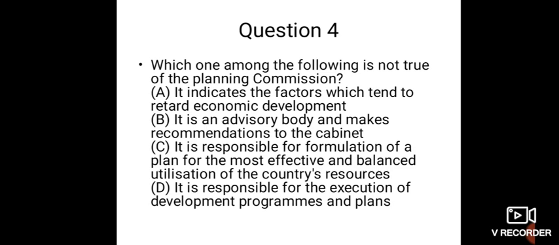Which one among the following is not true of the Planning Commission? You need to identify which is not correct among these statements. Option A, it indicates the factors which tend to retard economic development. Option B, it is an advisory body and makes recommendations to the cabinet. Option C, it is responsible for formulation of a plan for the most effective and balanced utilization of the country's resources. Option D, it is responsible for the execution of development programs and plans.